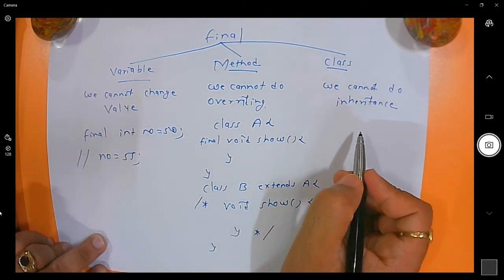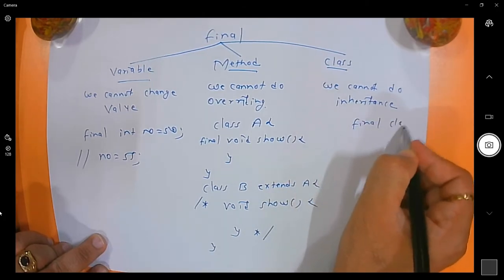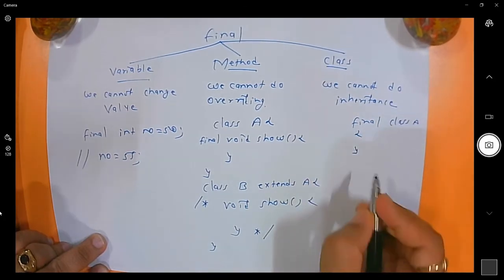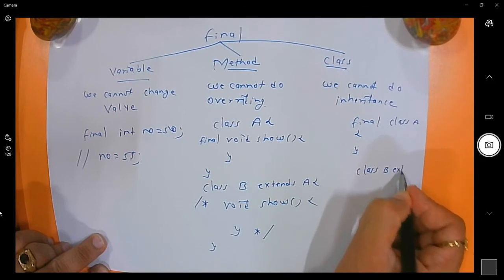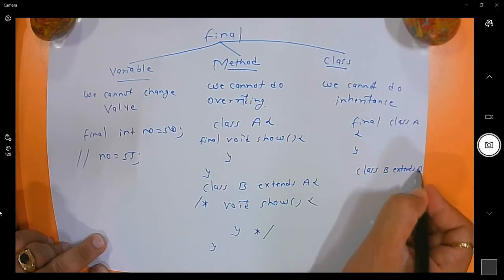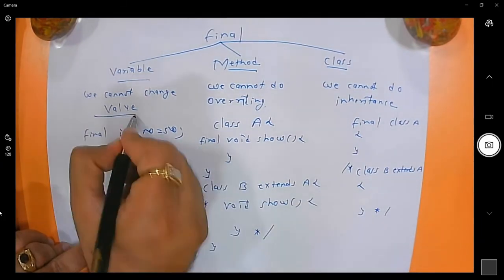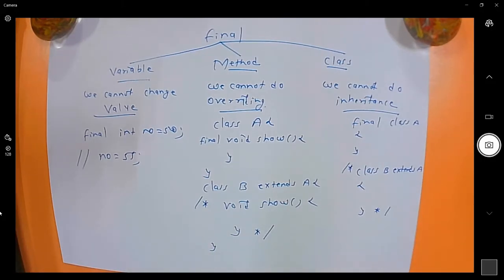And if your class is final, for example, final class A, then inheritance is restricted. You cannot write class B extends A. This is not at all allowed. If you try this, then you will get an error. So you can use final with the variable, method and class. Let me give the example.